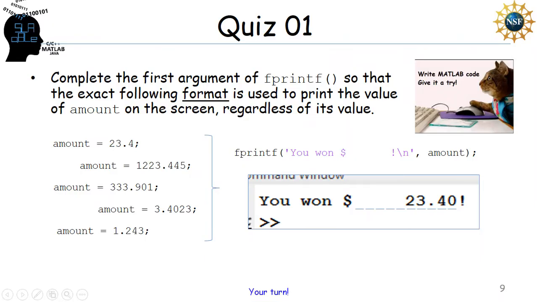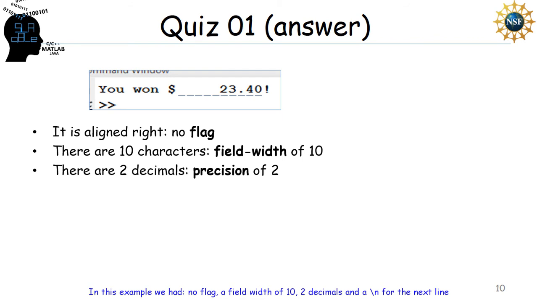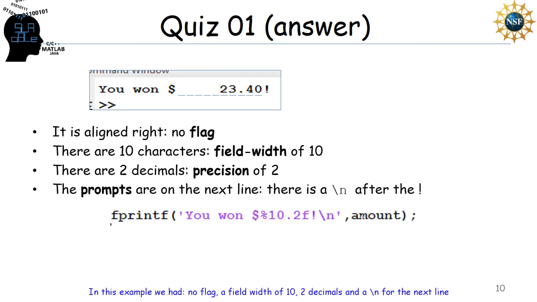Your turn, quiz number 1. In this example, we had no flag, a field width of 10, 2 decimals, and there was a \n for the next line.